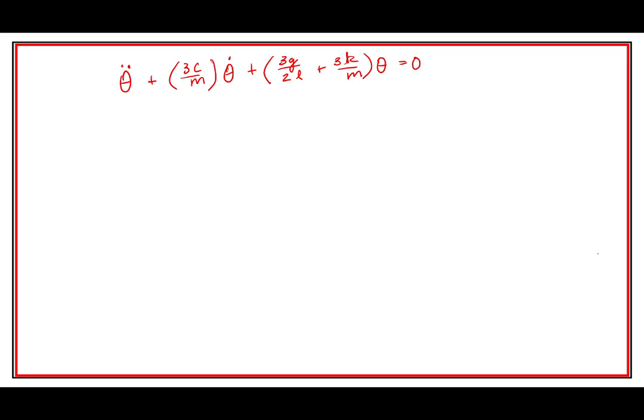All right, so the easiest way, I think, to proceed with this is to first take a look at this portion right here, because this portion is going to be equal to 2 zeta omega_n, which is equal to 3C over m. And this portion right here is going to be equal to, I think I'm correct in this, the natural frequency squared, which is 3g over 2L plus 3k over m. Right?